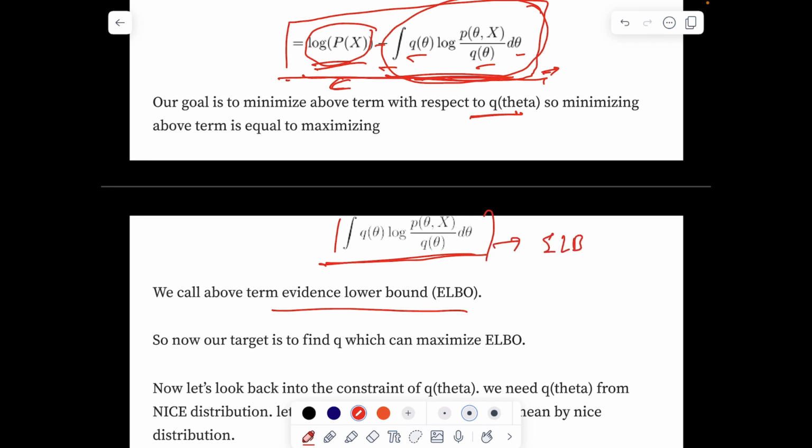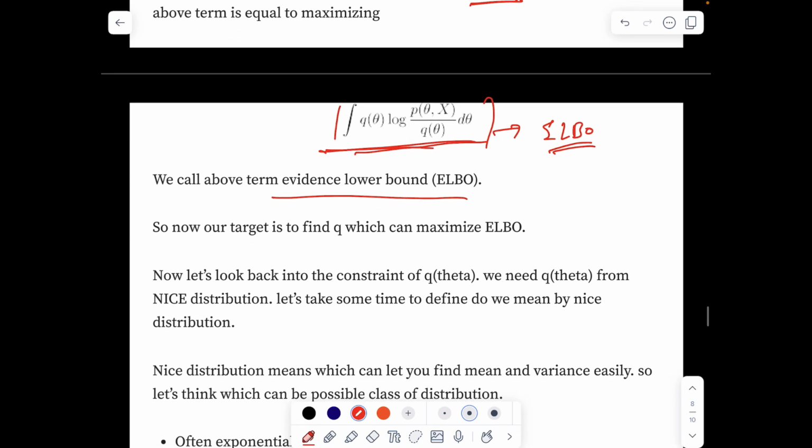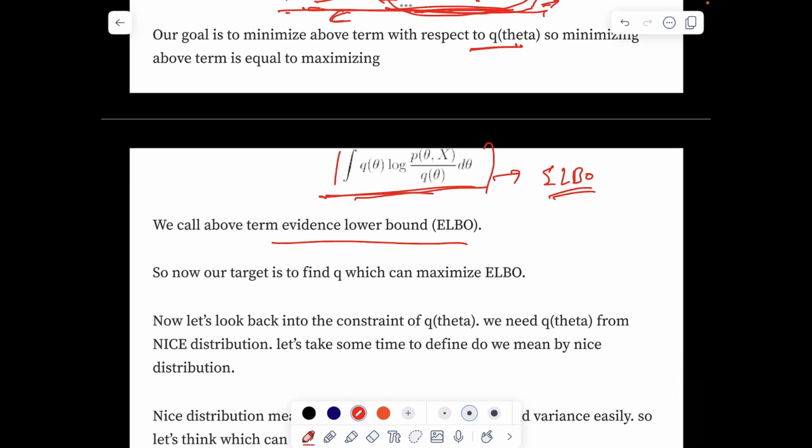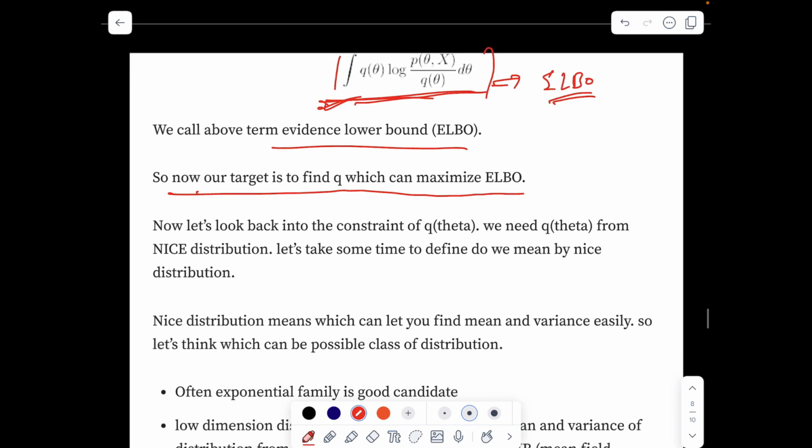Why do we call this ELBO? Because log p(x) is bounded by this term, so that's why we call it the evidence lower bound. So our target now is to find a q which maximizes our ELBO, right? We need to maximize this ELBO term.